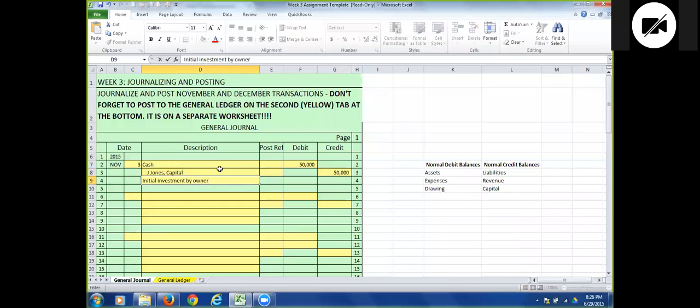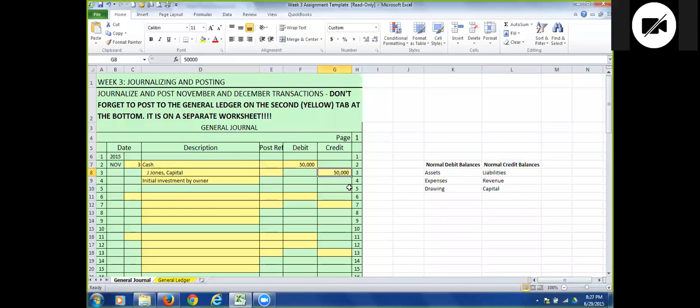Initial investment by owner, because again, she's putting money into the business. If money is going in, cash is increasing. Cash is an asset. Assets increase with debits. So we want to debit cash $50,000. Since she's increasing her investment in the business, you want to credit capital, because capital is a capital account. It's a normal credit balance, increases with credits.